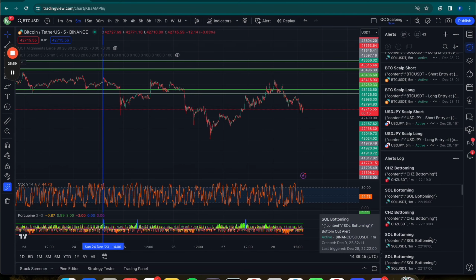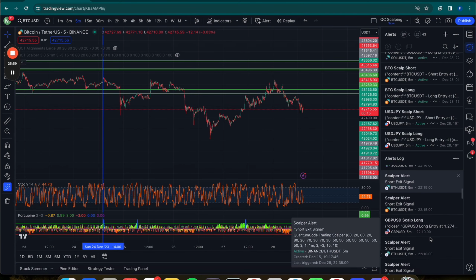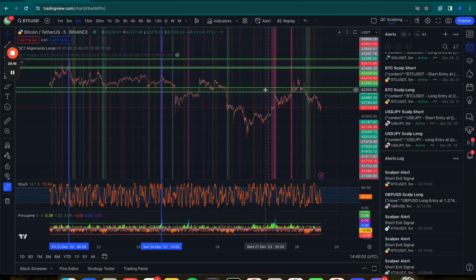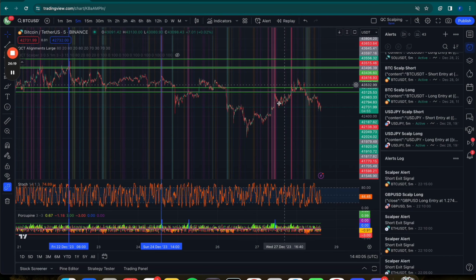The way I'm using this is as an overall market bias. I will tell you how. If I turn on the overlays, what this shows us is the alignments of the stochastics up to the 1 hour and the strength of it. So the more red the color, the more of a bearish alignment we have, and the more green the color, the more of a bullish alignment we have.